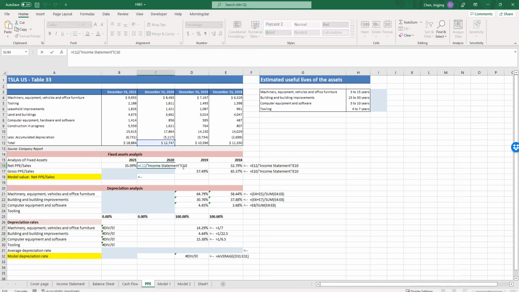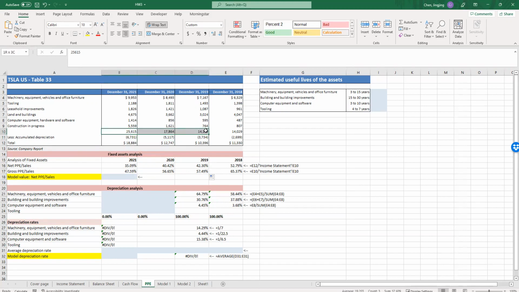This is good. And C10 here is the revenue. B10 here is also the revenue. Okay, for the gross PPE, so good. So this one is the net fixed assets or net PPE. Okay, we subtract the accumulated depreciation. So here the book value is here. So these numbers are book values and these numbers are net values.